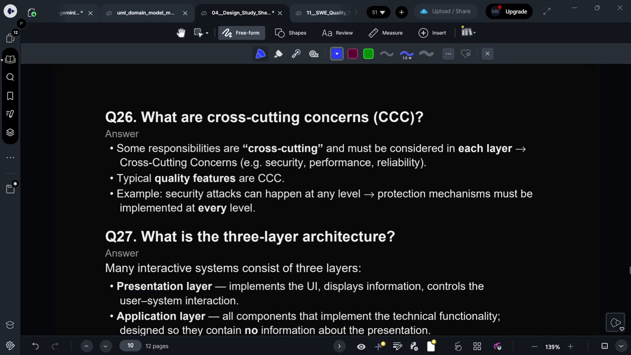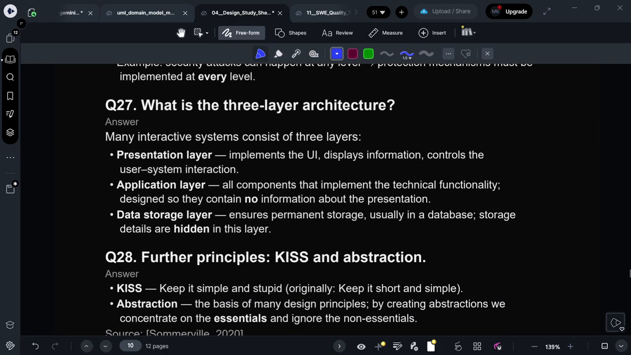Then what are cross-cutting concerns, CCC? Some responsibilities are cross-cutting and must be considered in each layer. For example, cross-cutting concerns are security, performance, reliability. So the typical quality features are CCC. Example, security attacks can happen at any level. Protection mechanisms must be implemented at every level.